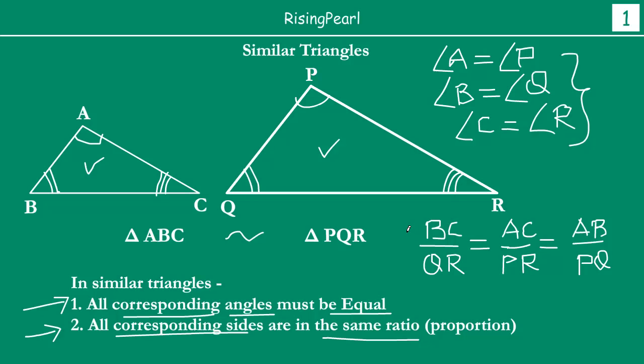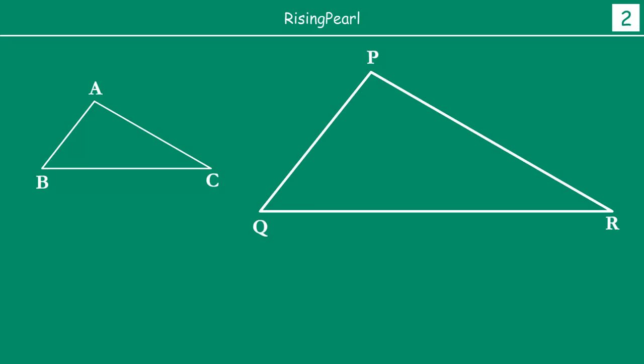But the idea is that if you actually measure these lengths, these ratios, that is BC to QR, AB to PQ and AC to PR, each of these ratios must be equal. Now let us understand how does it look in practice. So I want to finally draw two similar triangles. Okay, so let us see how we can actually start.